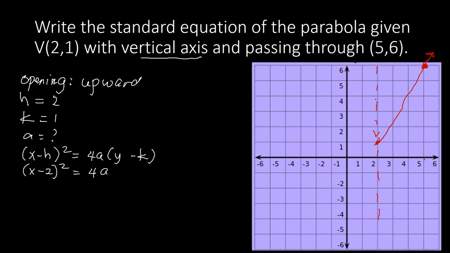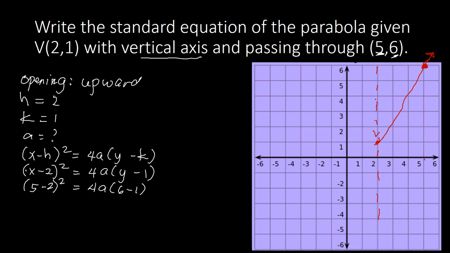And then we have times y minus k. K is 1. So simplifying that one and plugging in the values of our point, for the x here, which is 5, our y, which is 6. So from x there, we will be replacing that one with 5. So we have 5 minus 2 squared equal to 4a times y, which is 6 minus 1.